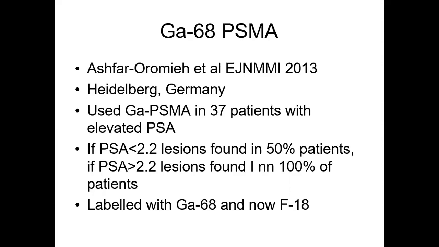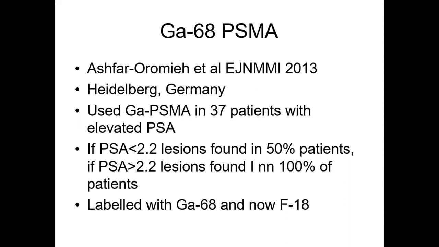So again, a bit like the DOTATATE, the first paper came from Germany, in this case in Heidelberg. And Heidelberg, to some degree, have been the leading center for PSMA. And they looked at 37 patients with elevated PSA. And they found the PSA level of 2.2 was the cutoff between being able to find half the patients to all the patients.